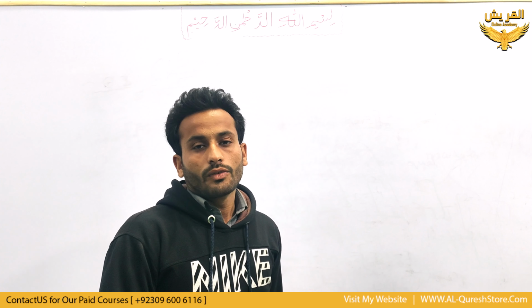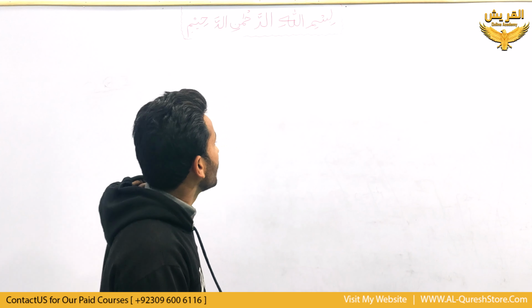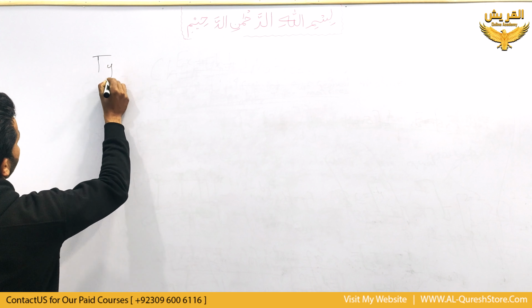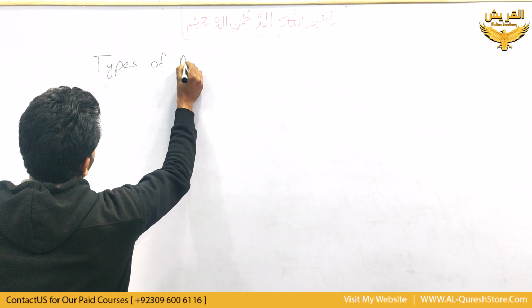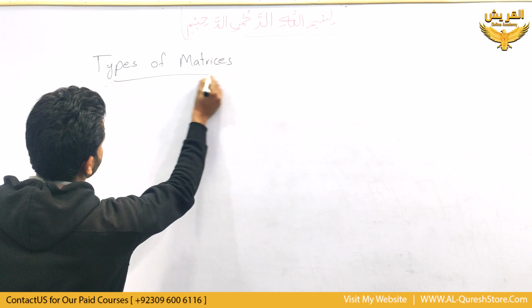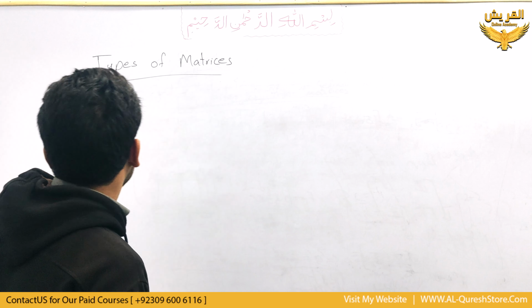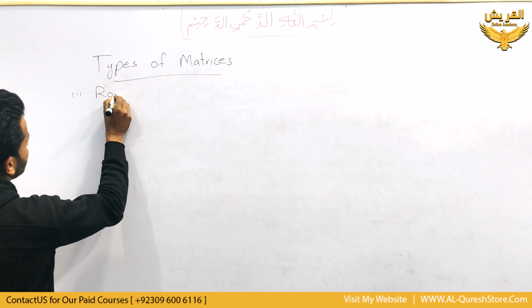In last lecture we learned about matrices. Today we are going to start types of matrices. There are many types of matrices. Let's see. First one is row matrix.